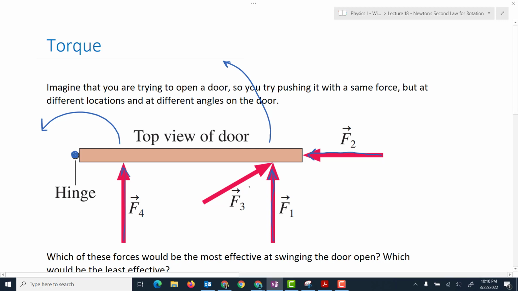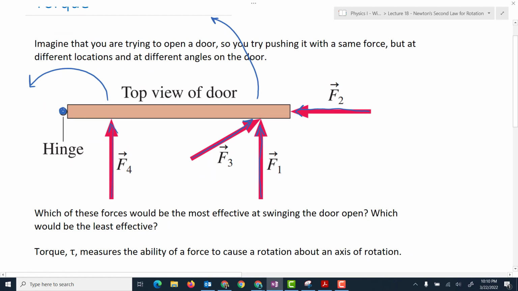What if we compare F1 to F3? This time we're pushing with the same force, but on an angle. So we're not pushing it straight perpendicular to the door, we're pushing it on an angle. F3 will still cause the door to swing in a counterclockwise direction, but it won't swing as quickly, or it won't accelerate as quickly. The rotation will still be there, it will still be counterclockwise, but it won't rotate as easily as if you were pushing perpendicular to the door, as with F1.